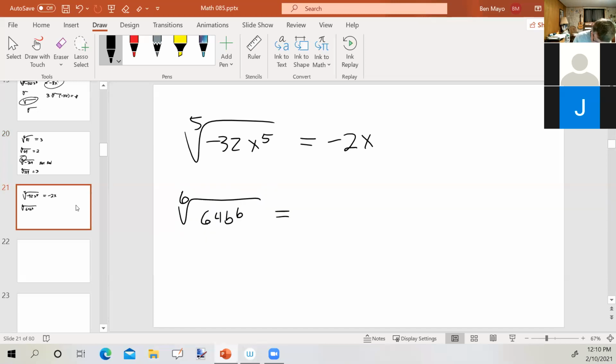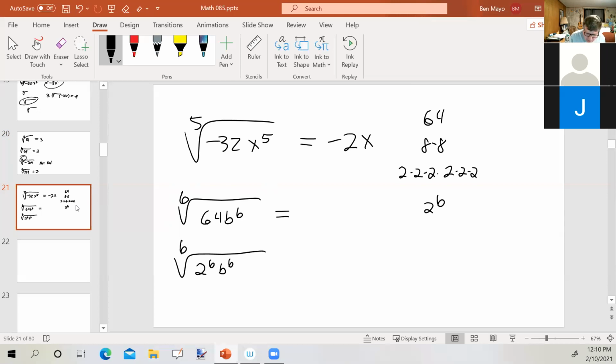How about the sixth root of 64 b to the sixth power? What's the sixth root of 64? 2. Yeah, in fact, let's look at this. 64 is 8 times 8, which is 2 times 2 times 2 times 2 times 2 times 2, which is 2 to the sixth power, right? Yes. What's the sixth root of 2 to the sixth power? 2. What's the sixth root of b to the sixth power? B. Do I need absolute value bars there? Yes, I do. Good job.